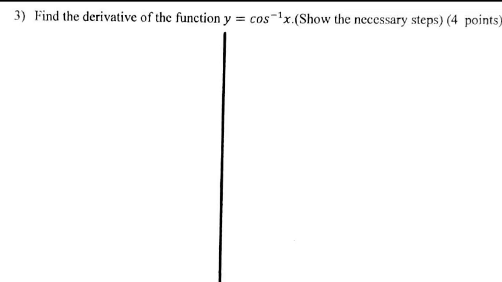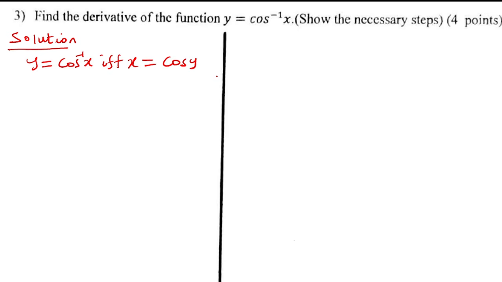Question number 3, workout problem. Find the derivative of the function y is equal to cos inverse of x. Solution. Y is equal to cos inverse of x. From the trigonometric inverse definition, we know that this holds if and only if x is equal to cos y. Then differentiate both sides with respect to y. dx by dy is equal to the derivative of cos y with respect to y, minus sine y.